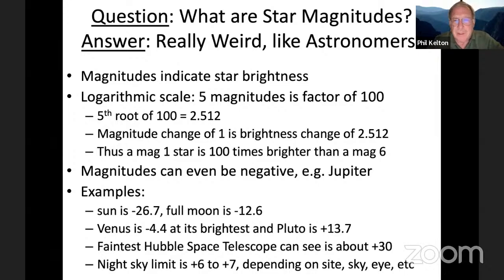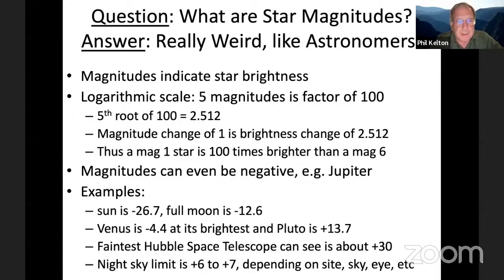Basically, for every 5 stellar magnitudes, it's a difference of a factor of 100 in the brightness of the star. So if you have a 1st magnitude star, it's 100 times brighter than a 6th magnitude star. And this is yet another one of those scales astronomers produce that's almost demonic because it's backwards and confusing. And they can even be negative, like Jupiter.